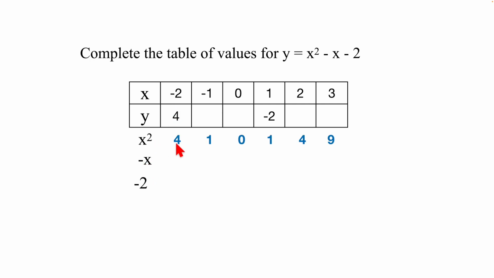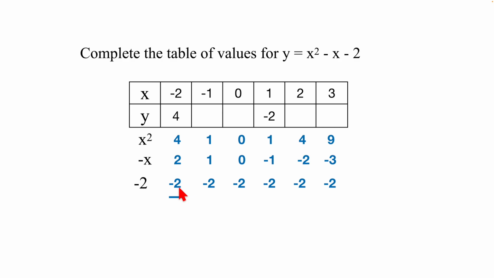X squared is, once you've done this a few times, it's easy. So 2, 4, 1, 1, 4. Always the same numbers. Minus x. Now don't forget that's a minus number already. So that's going to be a 2. That's going to be a 1. Minus 1, minus 2, minus 3, and then minus 2's across the board, and then we add them up.